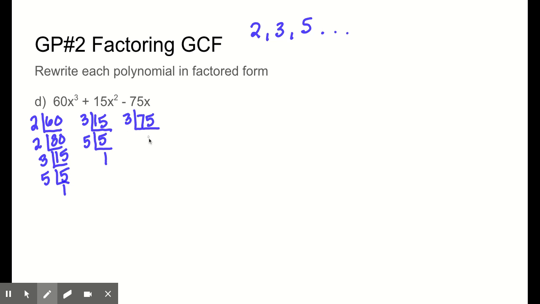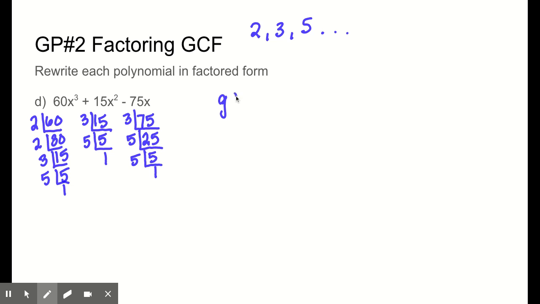So 75 divided by 3 is 25. So now we can add these digits together to see, is 5 plus 2 a number that's divisible by 3? Well, 5 plus 2 is 7. 7 is not divisible by 3, therefore 25 is not divisible by 3. So we have to move on to the next smallest prime number, which is 5. 25 is divisible by 5. It is 5 times 5. 5 divided by 5 is 1. So the prime factorization of 75 is 3 times 5 times 5.